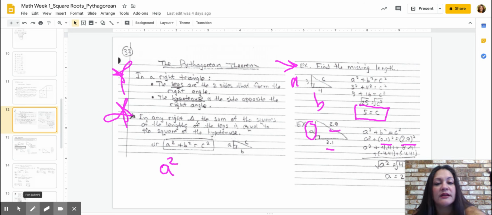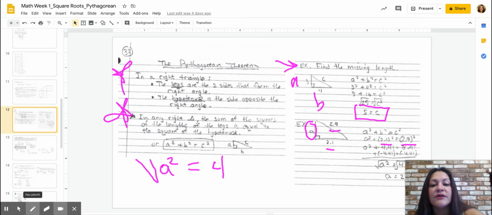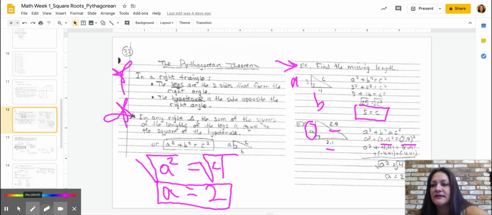A squared equals, and using my phone as my calculator, we have 8.41 minus 4.41. Well, what do you know? Equals 4. Find the square root of both of those. So we know that the length of side A is 2. Okay? Easy peasy.